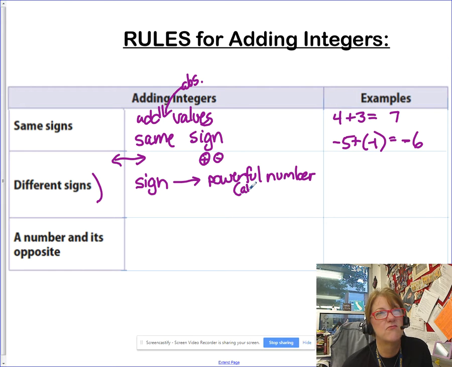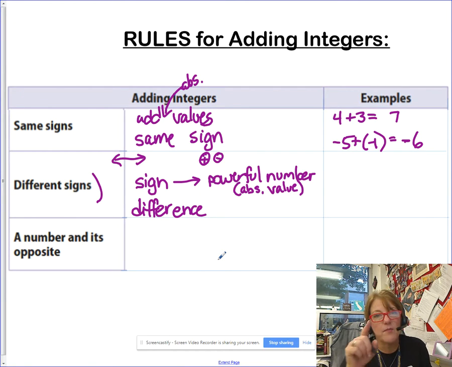So I'm going to write in there, I'm just going to write abs value. So think who's stronger, okay? Once you determine the sign, then simply find the difference, which means subtract your two numbers, the absolute values, okay? And there's the number part of your answer.